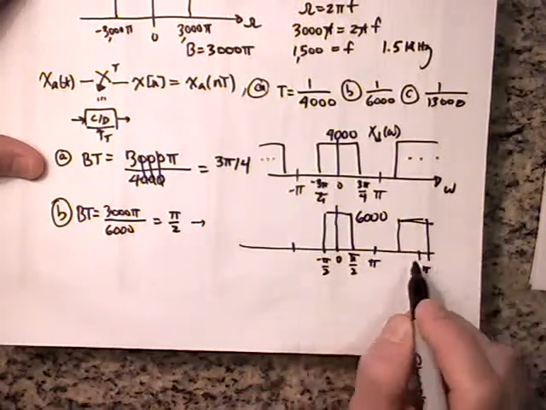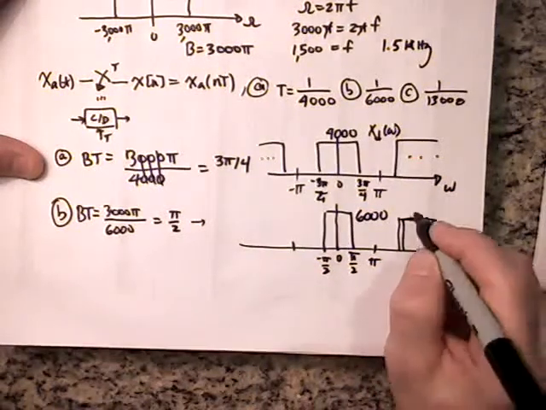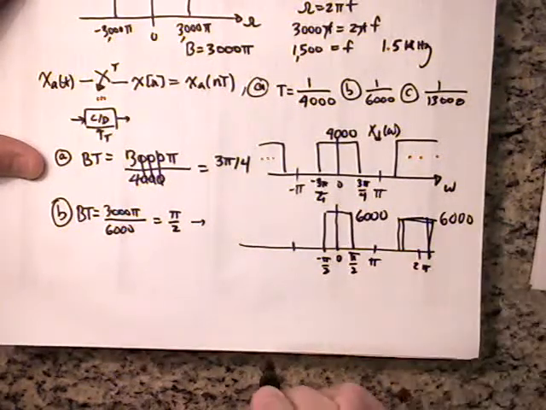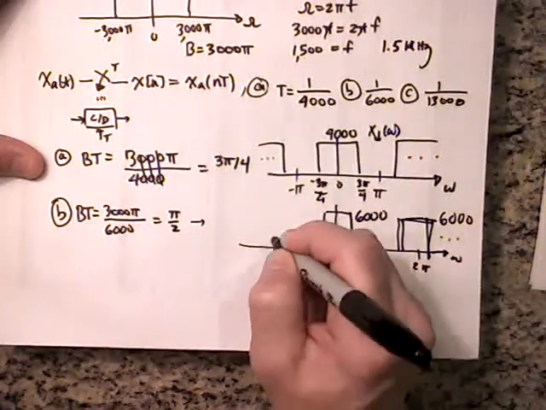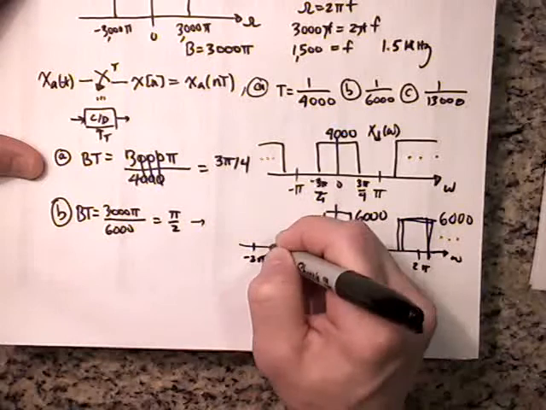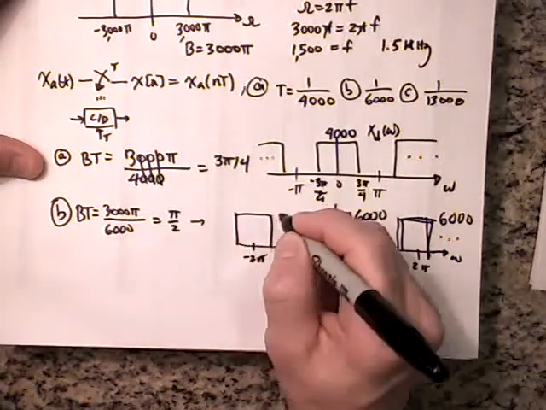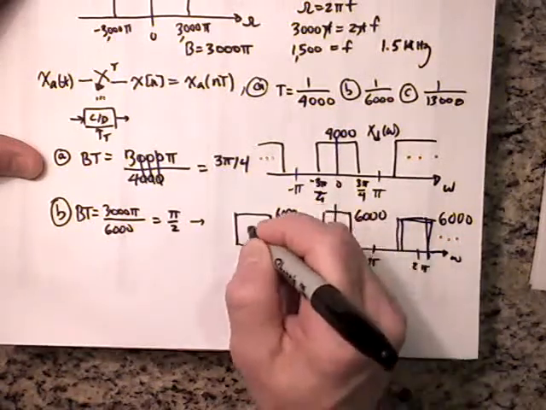We have another copy sitting at 2 pi. My drawing wasn't so good, but it looks the same, and it's periodic. This is minus pi, here's minus 2 pi, height 6000, and so forth.